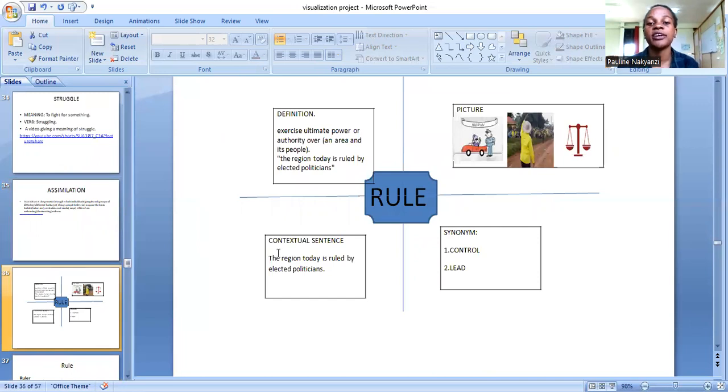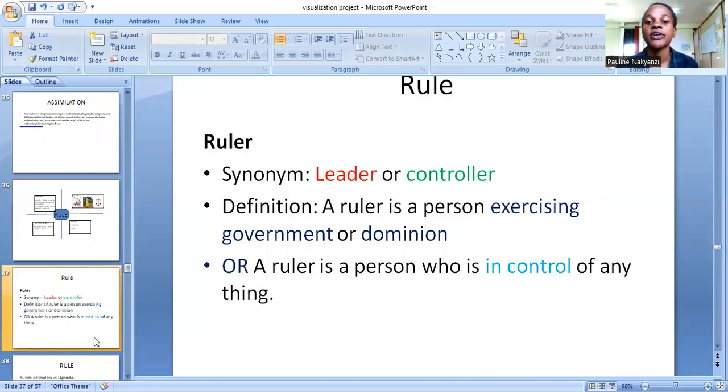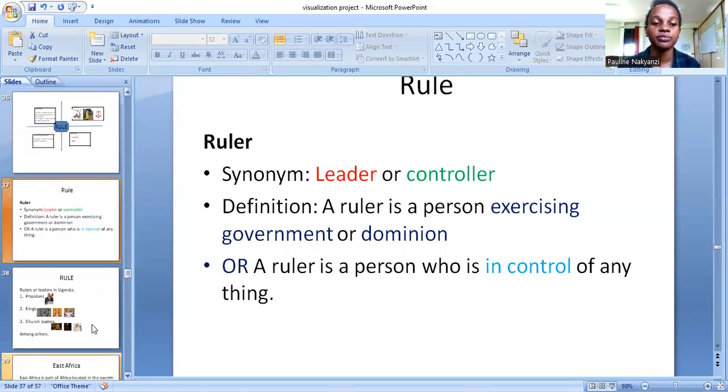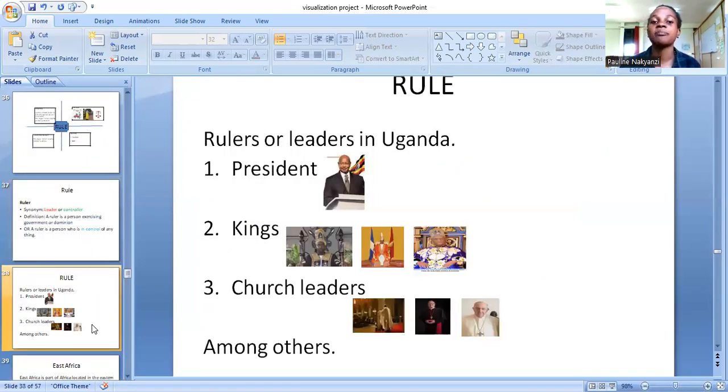And this is when I reached rule. I also used this flyer model to explain the rule, whereby I used the pictures, definition, contextual sentence, and the synonyms. Here I used different colors to give out the meaning and to attract the students' attention. Then here I gave examples for the students to understand the meaning of the word leader, or rulers, or leaders.